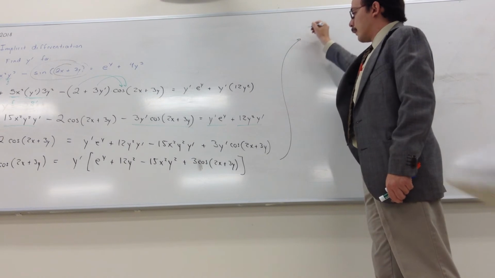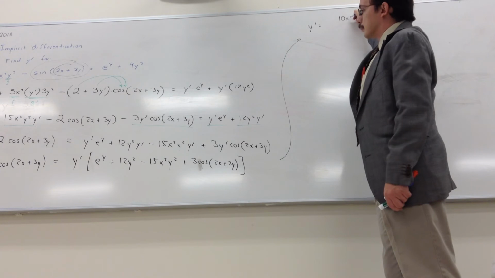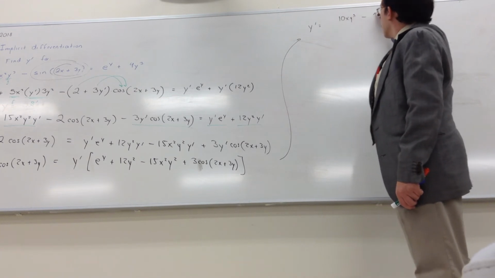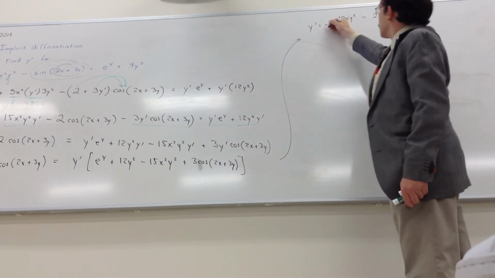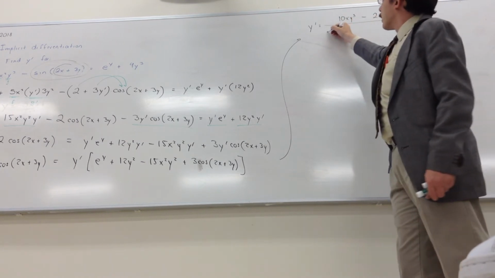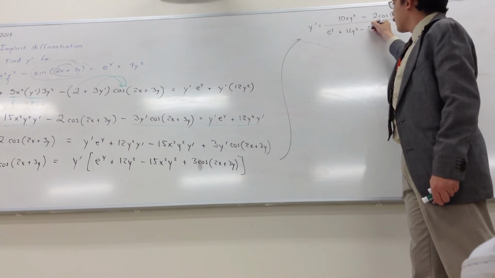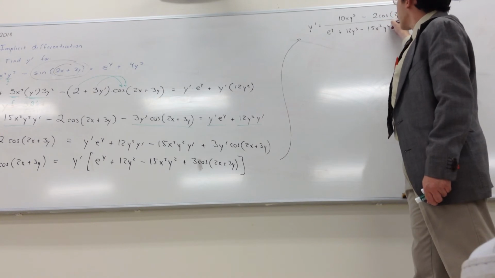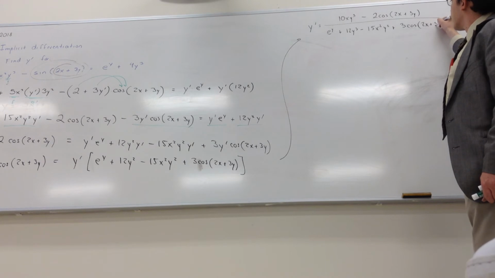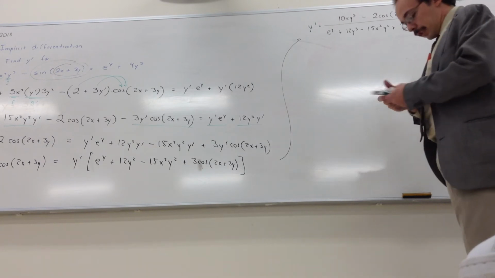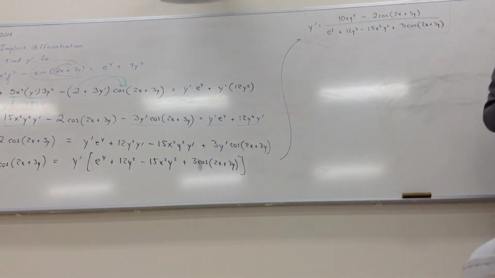Sería más fácil pasar, o sea, quedaría de x a la 3 over e to the y plus 12y to the cube minus 15x squared y squared plus 3 cosine of 2x plus 3. Okay? That's the answer. That's the answer. Wow.